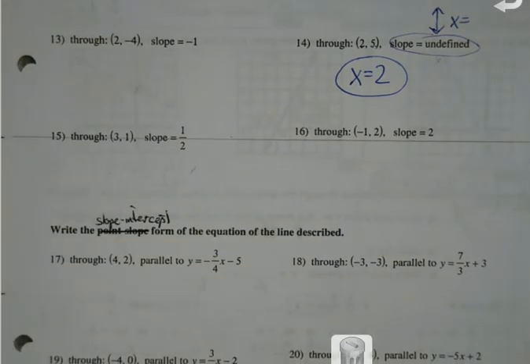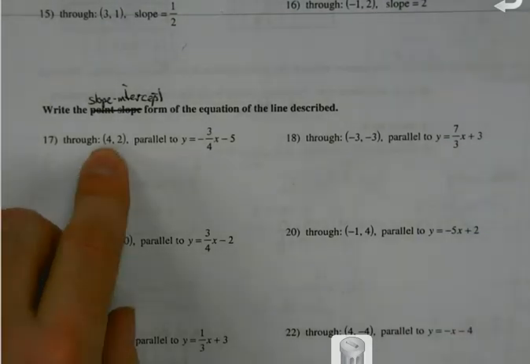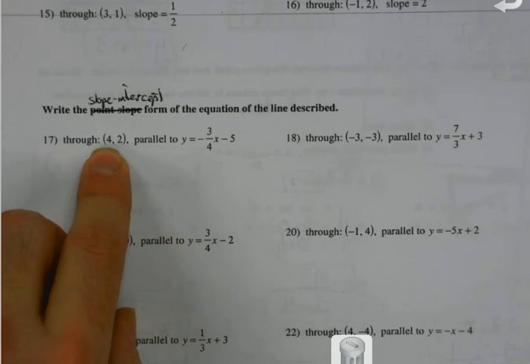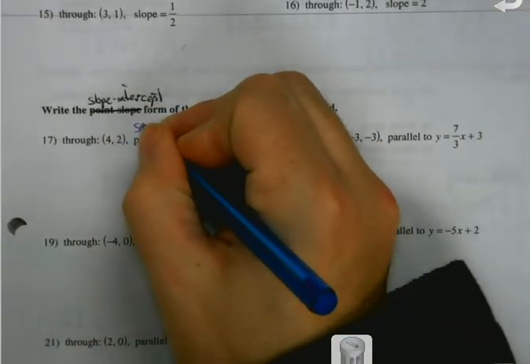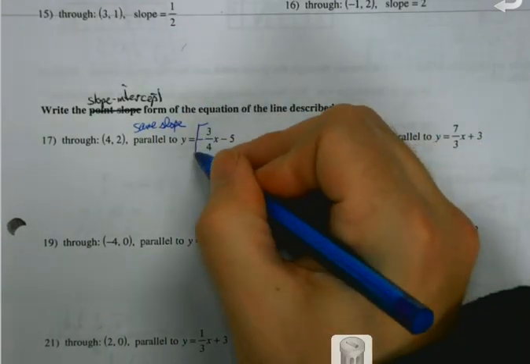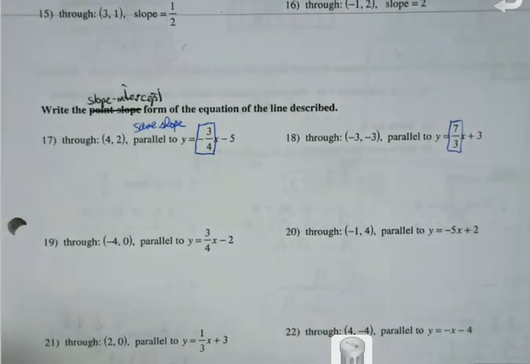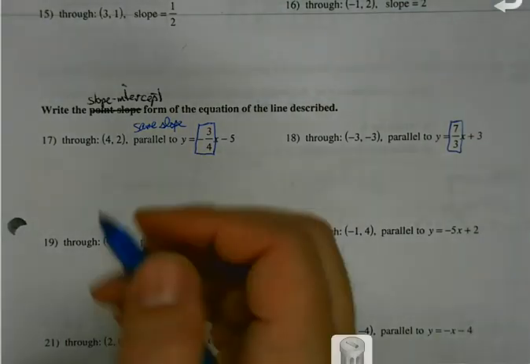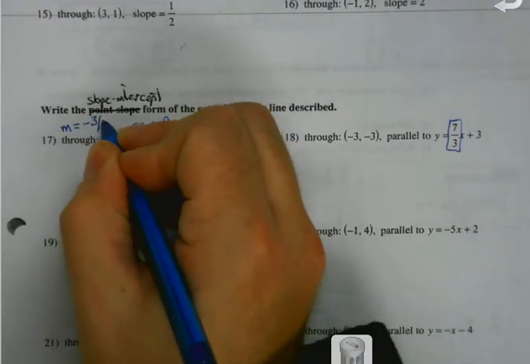And then the last thing I'm going to show you today, I'm going to give you a little intro of something we're going to be doing next week. Okay. We're going to write the slope-intercept form. You're like, wait a minute. They're giving me the point. Where's my slope? The word parallel means you're going to have the same slope with another line. So all you're doing with all of these is you are going to use the slope they give you already. So for this one, for instance, my m is -3/4.